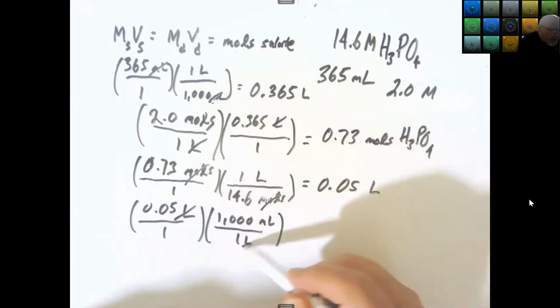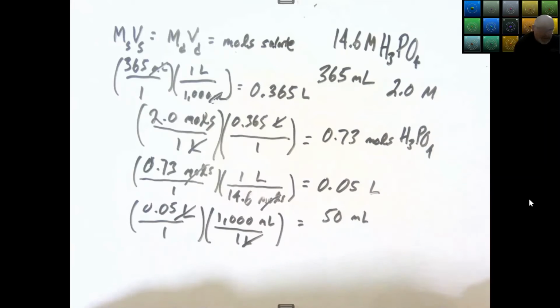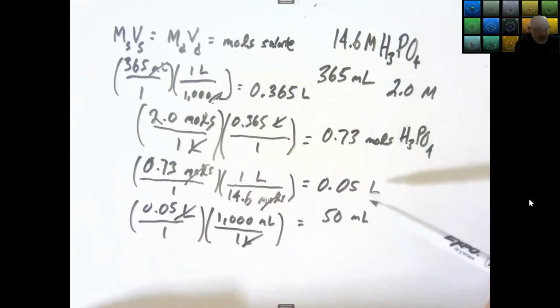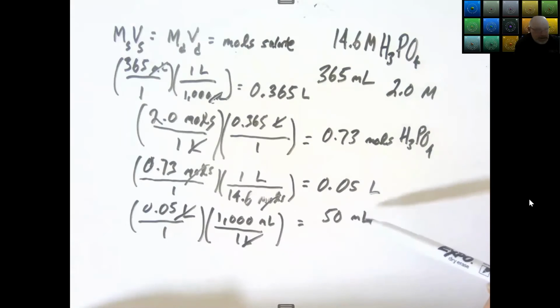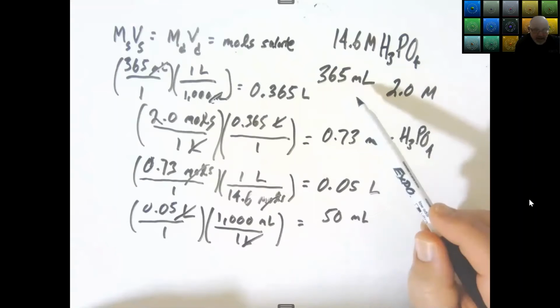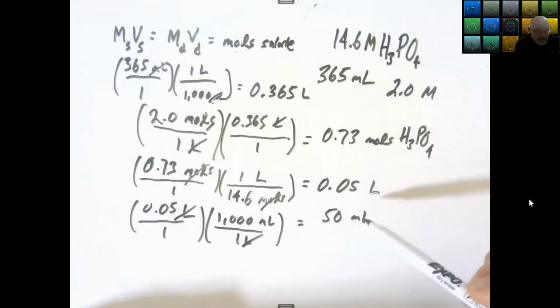And again, the liters will cancel, and it turns out we'll have 50 milliliters. That's the volume of the stock solution that we need. So the molarity times this number in liters equals the molarity here times that number in liters. So basically that's what we need of that.